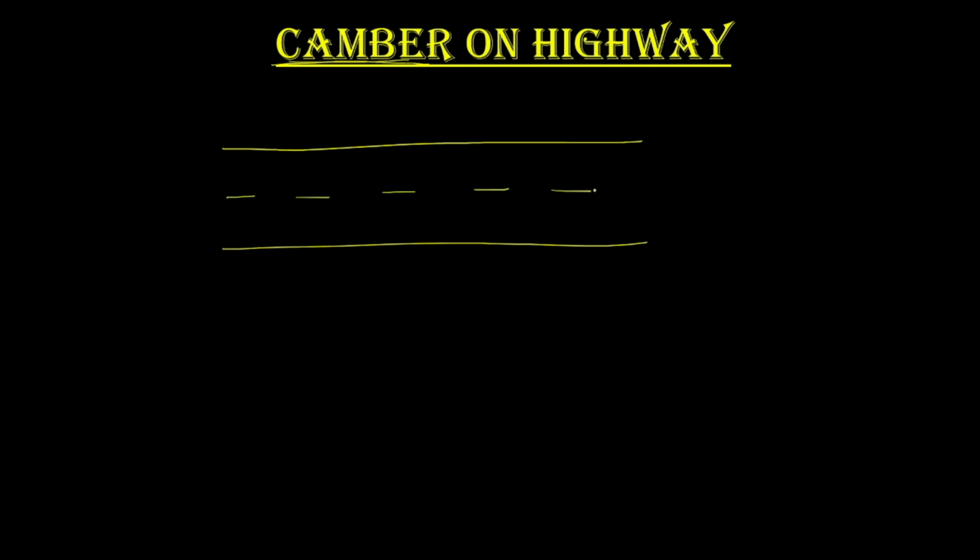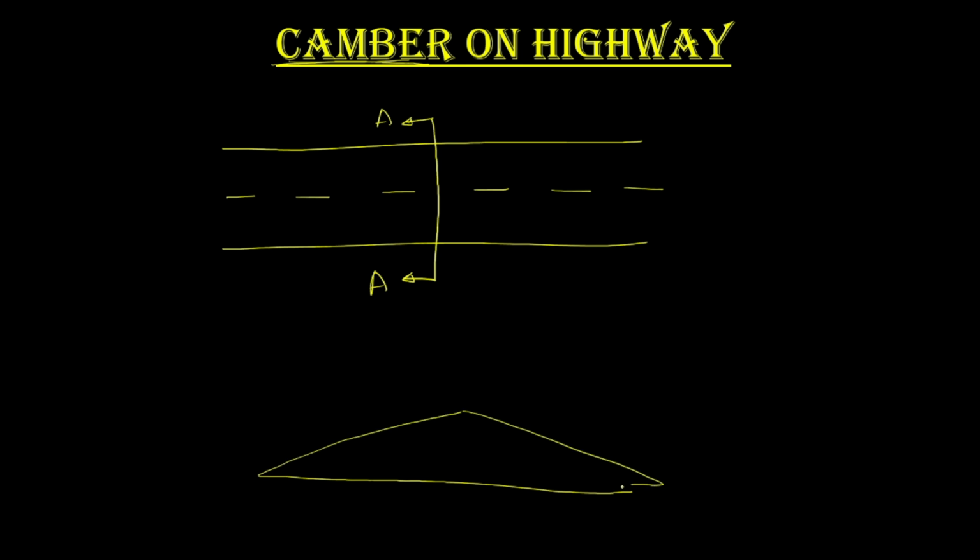So if we take an example of a road, and look at one road from the top, how will it look? It will look something like this. We are looking from the top. Now we cut one section here, and suppose this is section A. How will it look? It will look something like this. This is a manual drawing, not that accurate, but it will look something like this.